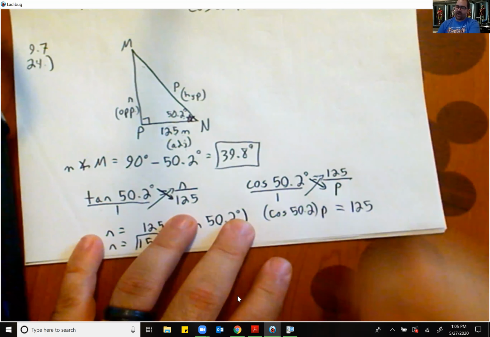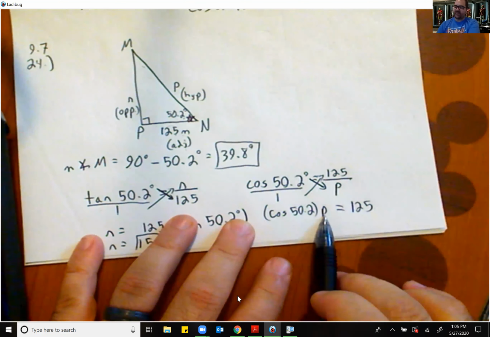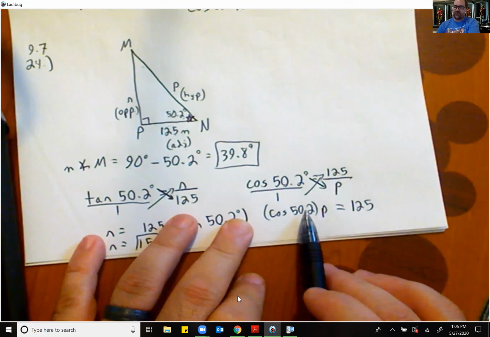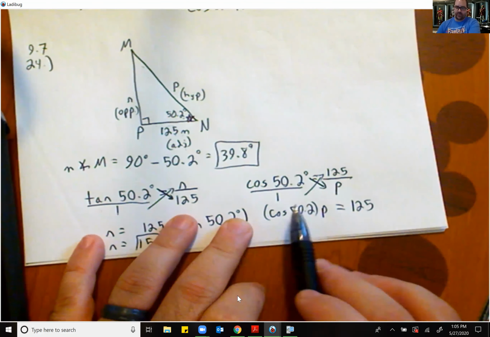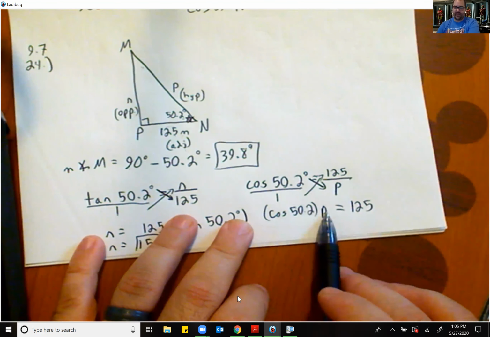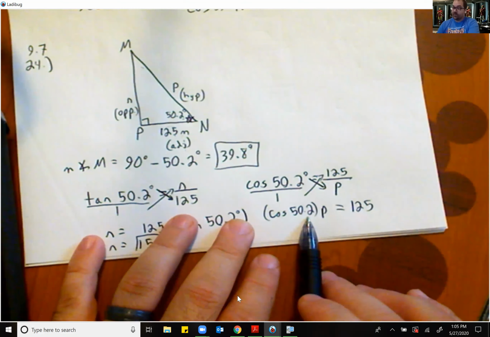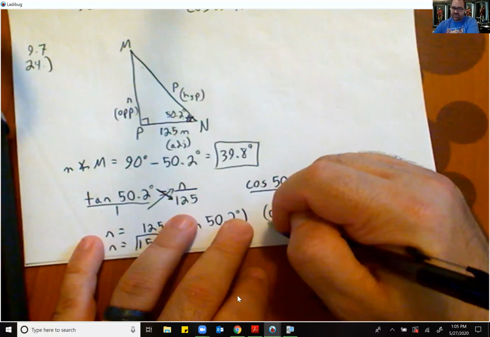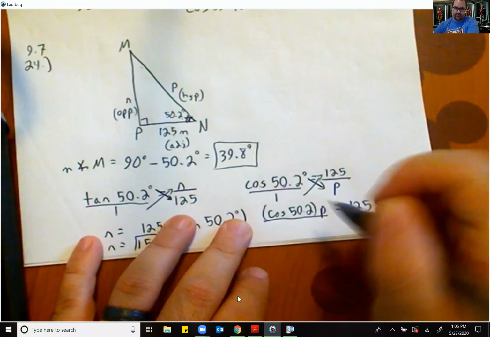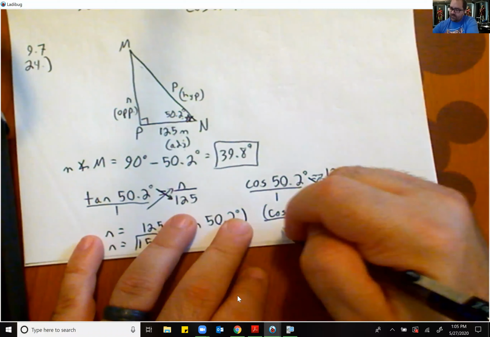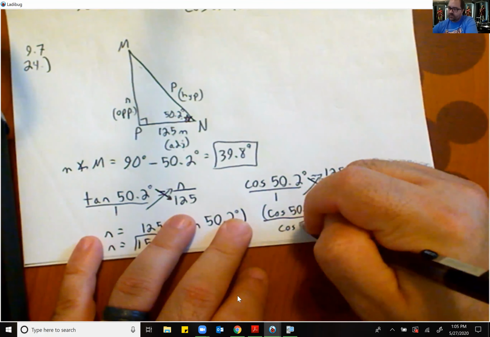How do I get p by itself? Divide by this number. This is just a number. If you go to your calculator and type cosine 50.2, it's going to give you a number. Okay? This is like if I had 2p here. How do I get rid of the 2 in front of the p? I would divide by 2. We can divide by trig. Again, this is just a number. It's like pi. Okay? So we're going to divide by cosine 50.2 degrees.